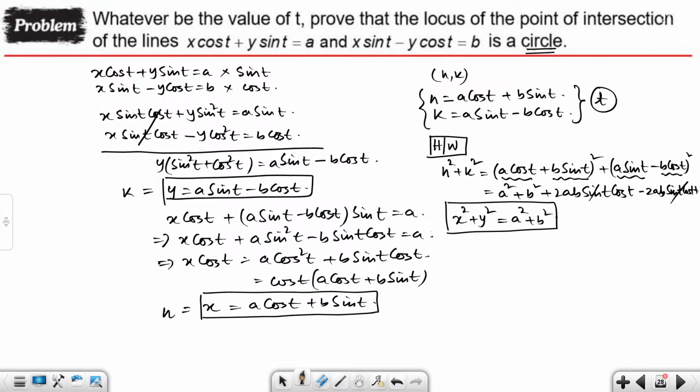Is it clear? So this is clearly an equation of a circle. The locus is the equation of a circle whose center is at (0, 0) and radius is root over a square plus b square. That's it. Is it clear to all? Have you understood this thing clearly?